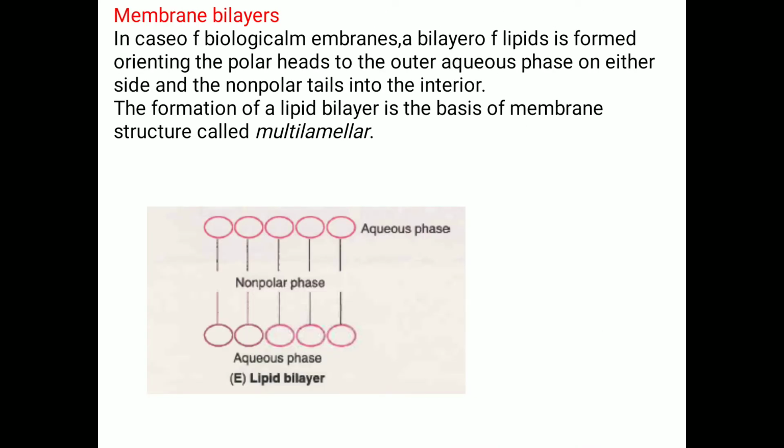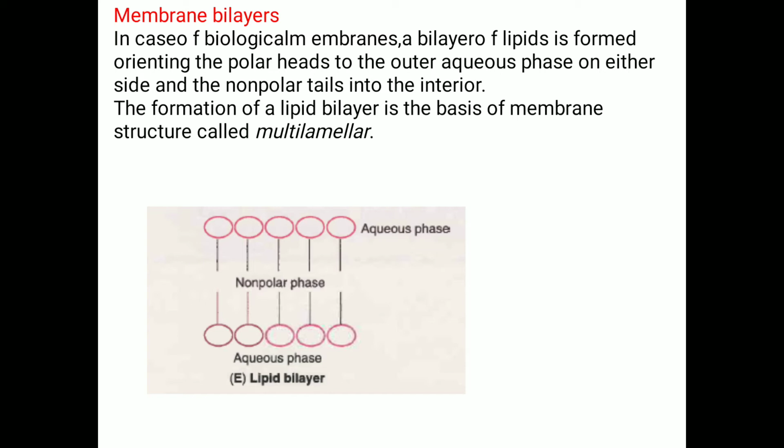Next, membrane bilayers. In the case of biological membranes, a bilayer of lipids is formed, orienting the polar head groups to the outer aqueous phase on either side and the non-polar tails into the interior. The formation of a lipid bilayer is the basis of membrane structure called multilamellar membrane structure. So you have unilamellar, you have multilamellar. A unilamellar structure is a single layer. Multilamellar is more than one layer. So you can have unilamellar or multilamellar structures being formed.